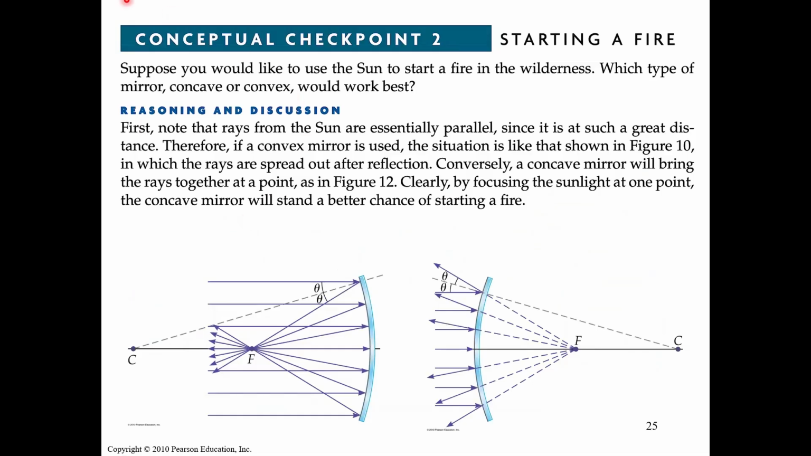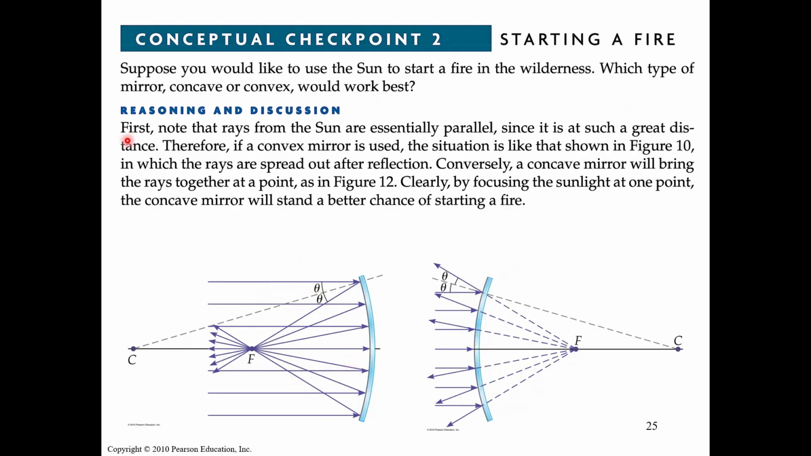So we have a problem here. Suppose you would like to use the sun to start a fire in the wilderness. Which type of mirror, concave or convex, should work best? So we have those two drawings. One is this concave mirror on the left, and then this convex mirror on the right.